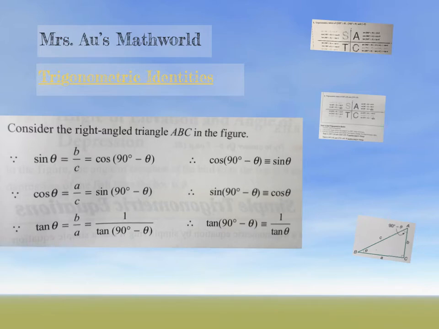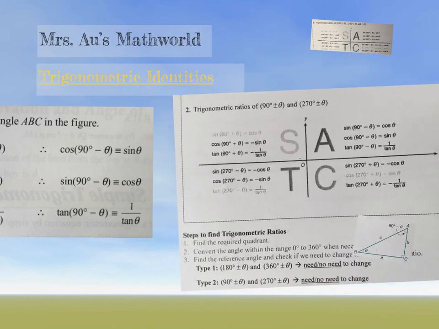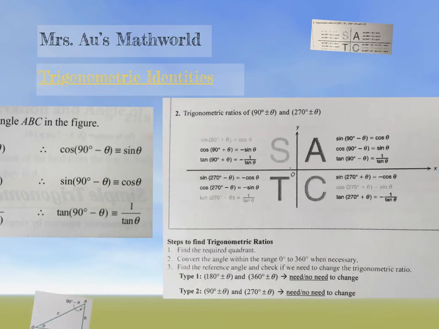Okay, so how to handle the other quadrants is actually very similar. Because we know that for quadrants 2, 3, and 4, the value is actually just the same, whether cosine, sine, or tangent. But the only difference is the sign of the trigo ratio. Alright, that means the calculation is all the same.